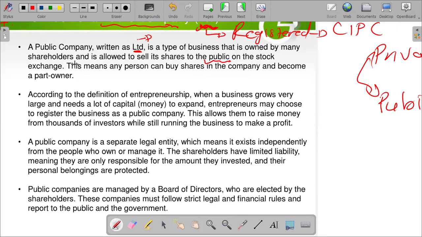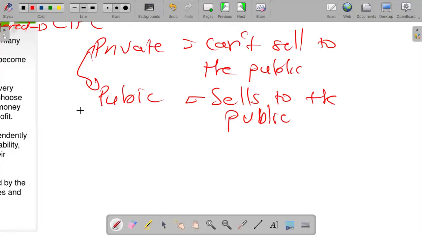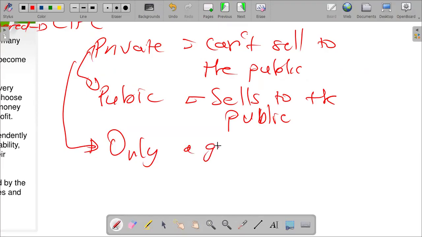Which stock exchange? Remember, I told you that the public company sells its stock on the JSE, the Johannesburg Stock Exchange. Right? So they sell the shares on the Johannesburg Stock Exchange. So this means that any person can buy shares in the company and become a part owner. So when we talk about any person, remember when we were talking about a private company, only a group.